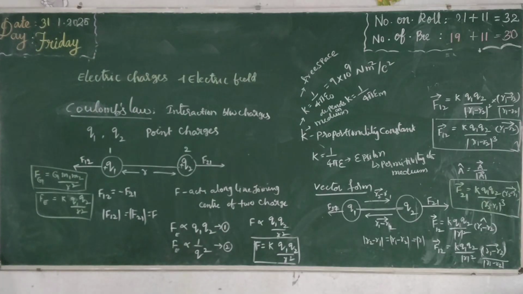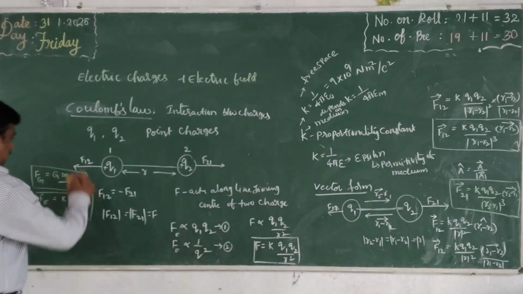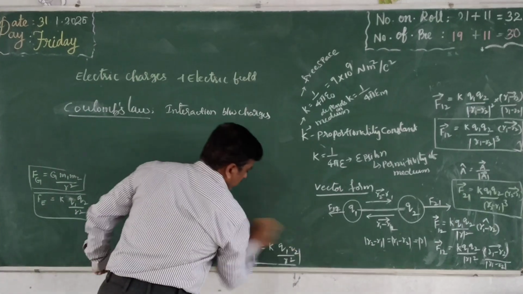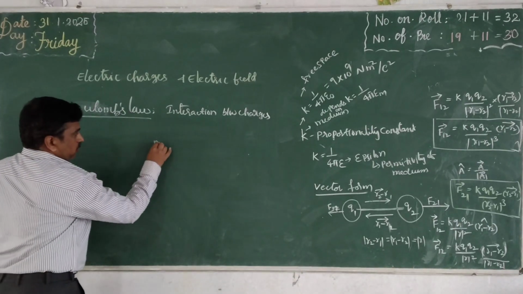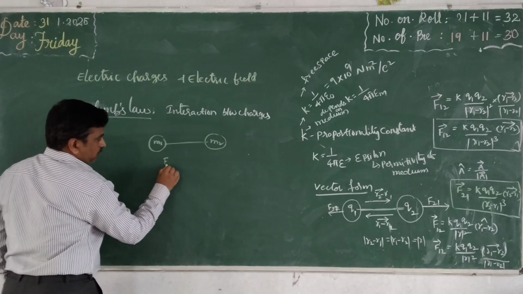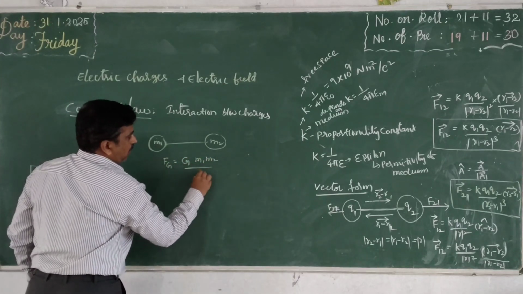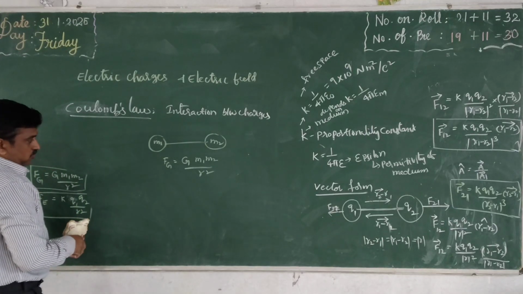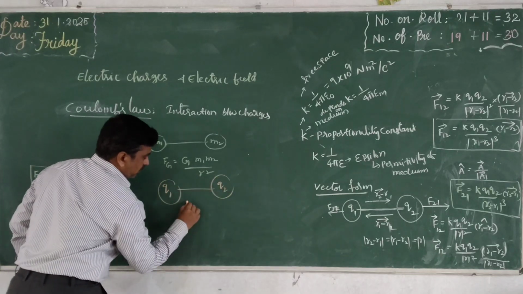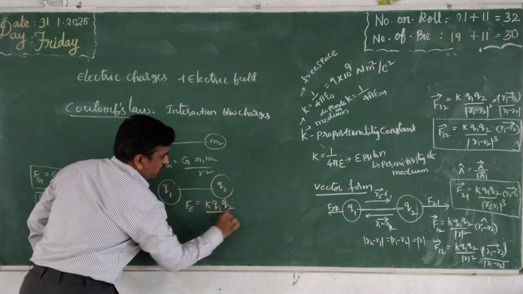Gravitational force is the force that exists between two point masses, m1 and m2, which we can write as Fg equal to G m1 m2 by r square. The force that exists between two point charges q1 and q2 is the electrostatic force, Fe equal to k q1 q2 by r square.